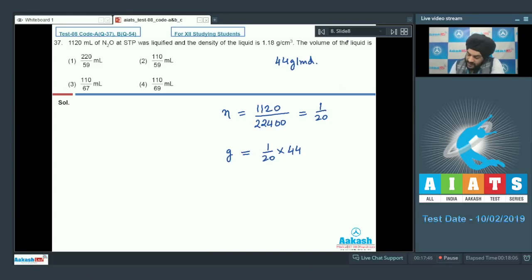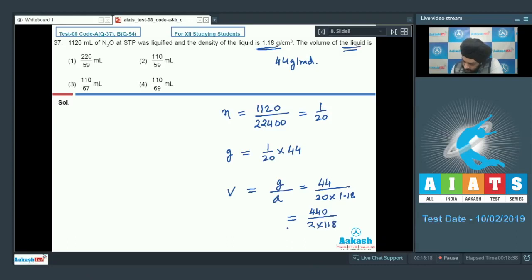Now the examiner seems to be interested in the volume of the liquid and the density has been given to us. So we can find out the volume by taking the ratio of the given mass to the density. So it is 44 upon 20 into the density given to us, 1.18. So we can have a value of 440 by 2 into 118. This will give us 220 by 118, or 110 by 59. So students, for this question, we have to mark the second option as the correct option. Let us look at the next question.